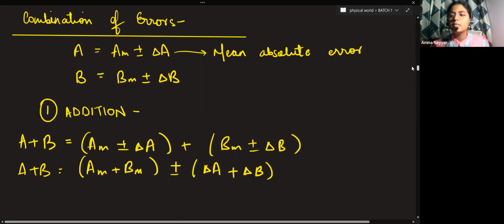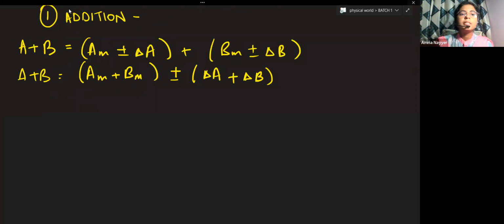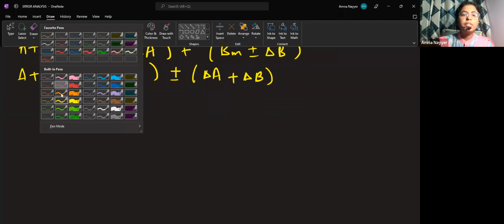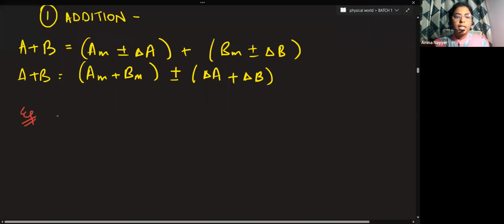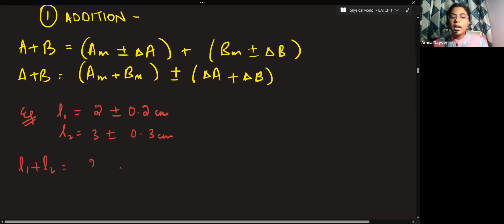Let me explain through an example how to use it. Let's understand it with the help of an example. Let's say L1 is a length given to you with some error, 2 plus minus 0.2 centimeters. L2 is 3 plus minus 0.3 centimeters. These are two values of length given to you. Now we have to add them, so L1 plus L2 we have to do. What does it mean? We have 2 plus minus 0.2 as L1, and L2 is 3 plus minus 0.3 centimeters.